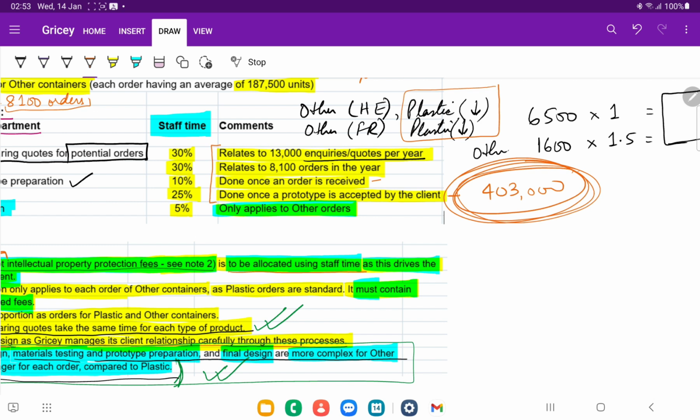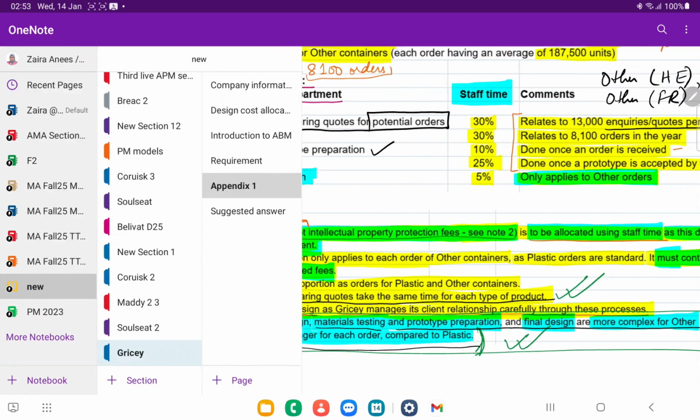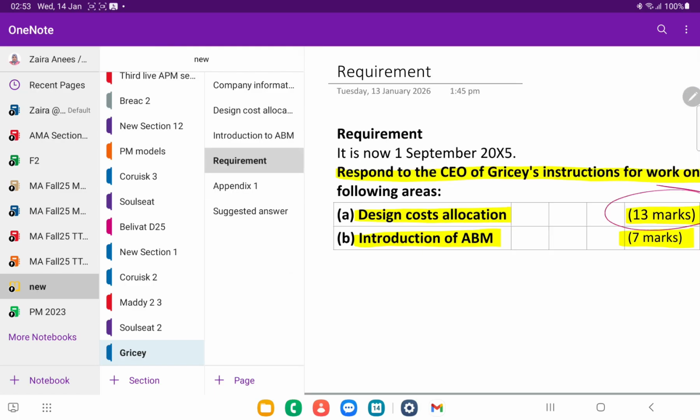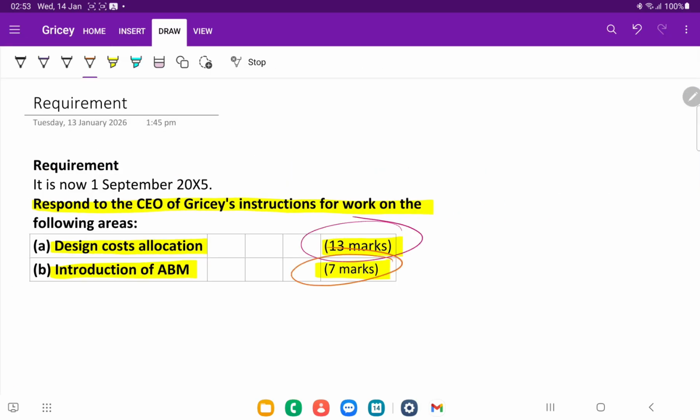That is something which they pay. And in case they don't pay, that means this product will not be that profitable. So the point is this cost should be charged from other customers, and something should be communicated to them that look, they have to pay, right? So this requirement was, sorry, I didn't read the requirement. So this requirement was of 7 marks.